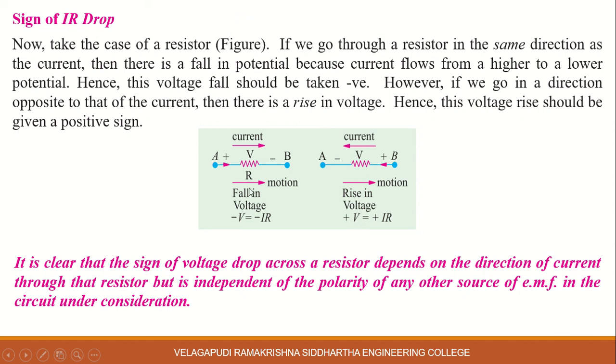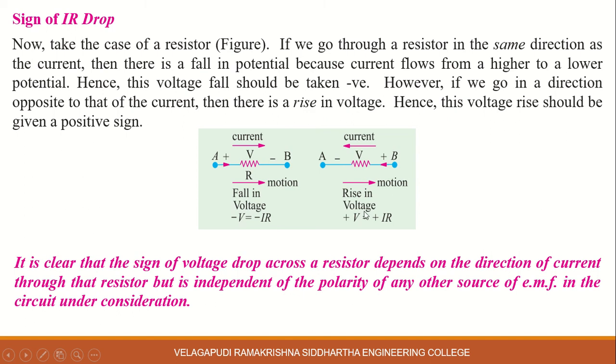If you observe these two figures, in the first figure the main important point is that current always flows from higher potential to lower potential. So this point is represented with a positive sign and this point with a negative sign. Coming to the voltage drop, the voltage is falling from positive to negative, so it is represented with a negative sign. That's why minus V, so the voltage across this resistor is minus IR.